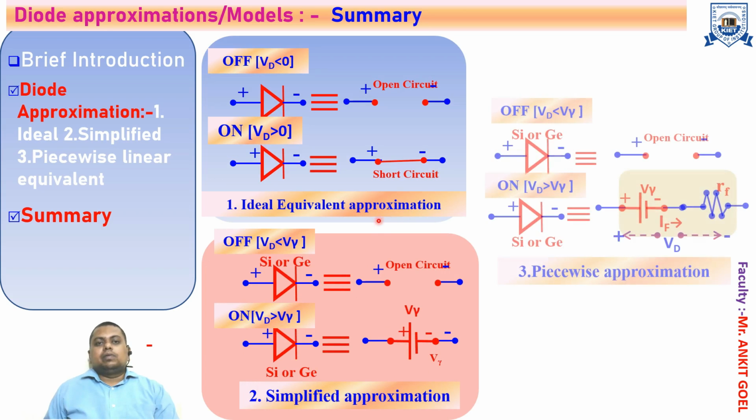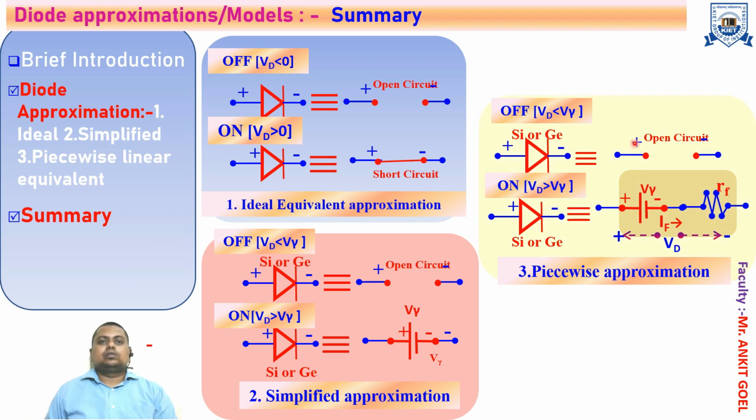Now, in the simplified approximation model, we have considered the effect of the cut-in voltage. For the off state, it is the same, replaced by the open circuit. But once the voltage is greater than the cut-in voltage, we replace it by a battery with magnitude equal to V gamma, where V gamma denotes the cut-in voltage.